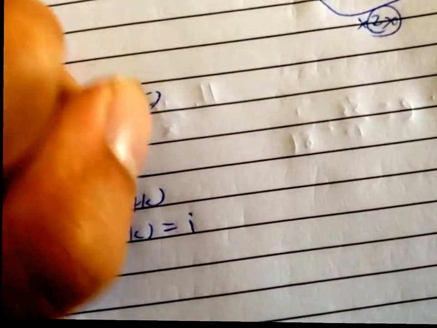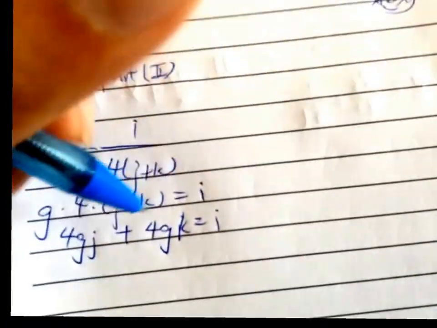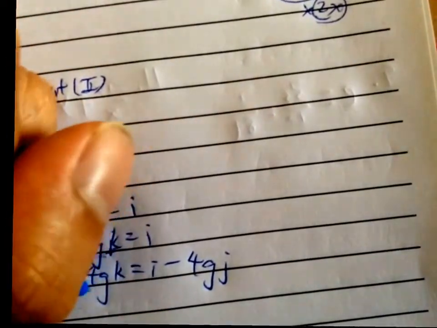So it's 4gj plus 4gk equal to I. I want to make k as subject, so this term is with k. This term without k, I move it to the right hand side. Okay, so 4gk. So k will be the whole thing divided by 4g.